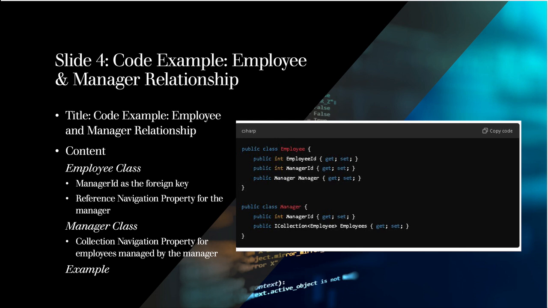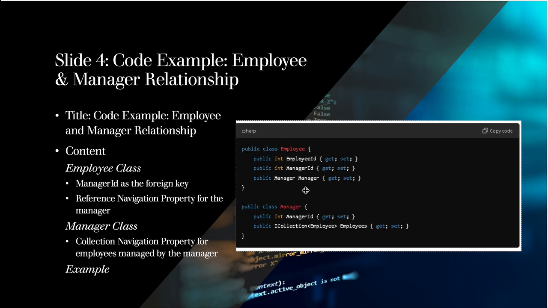I'll provide a quick example for you. Have a look. This is about the employee and manager relationship. Let me show you, so I want to make everything clear. In the employee class, we add a foreign key here, right? So I have a foreign key, ManagerId, and we reference the manager with a reference navigation property. In the manager class, we use a collection navigation property to store all employees under this manager.